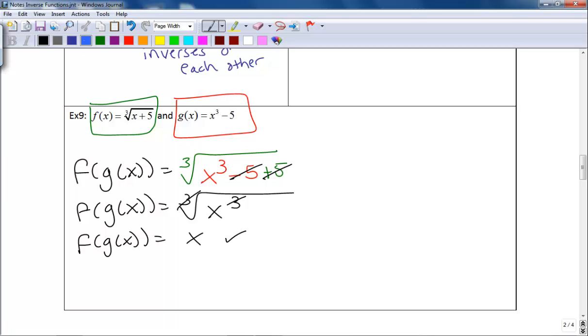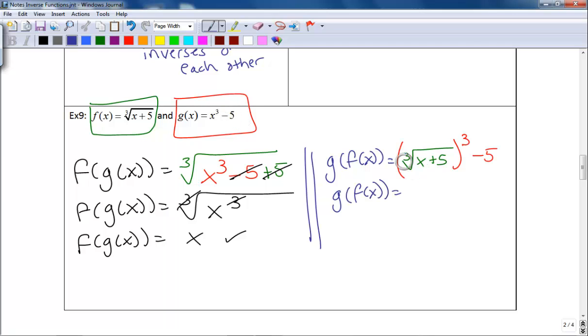Great, I'm halfway there. Now I just have to prove that g of f of x is also equal to x. So let's find g of f of x. Instead of this x, I'd write what f of x is equal to, and that is the cube root of x plus 5, but I need to cube it and subtract 5. The cube root and the cube will cancel, and I'm just left with x plus 5 minus 5. My plus 5 and minus 5 will cancel, and then I'm just left with x. So now both f of g of x and g of f of x are just x, which means that yes, my functions are inverses of each other.